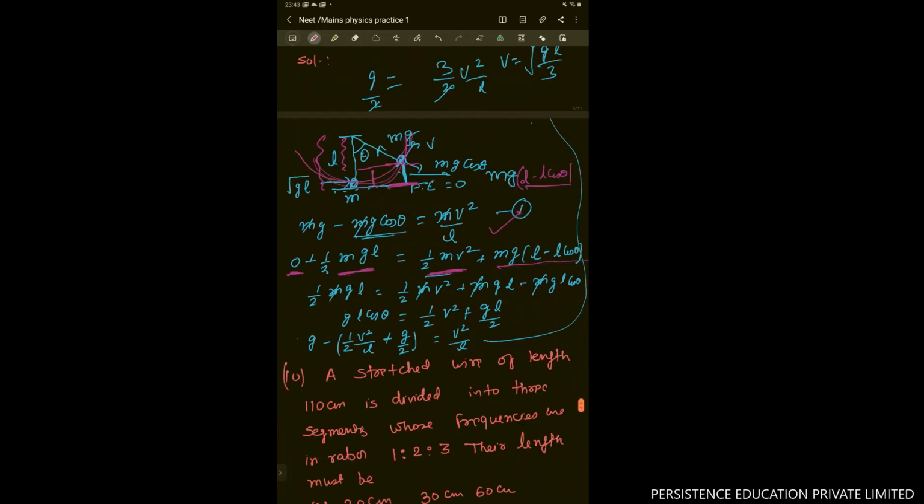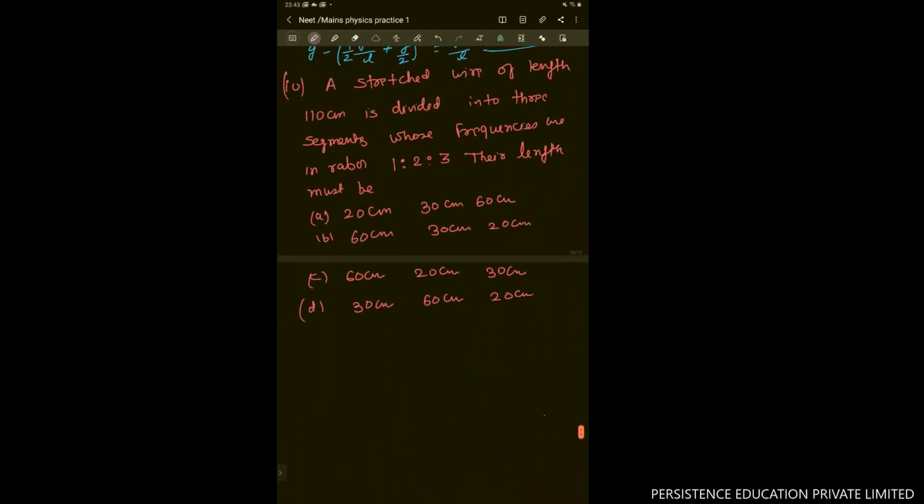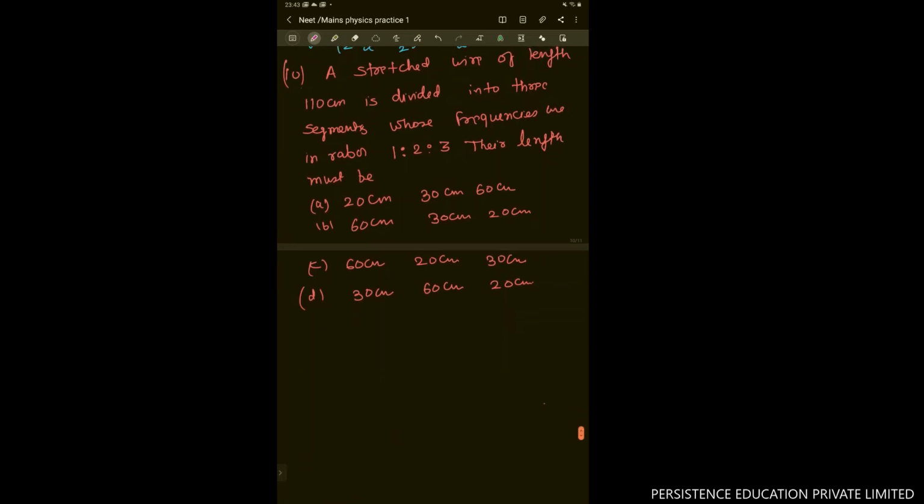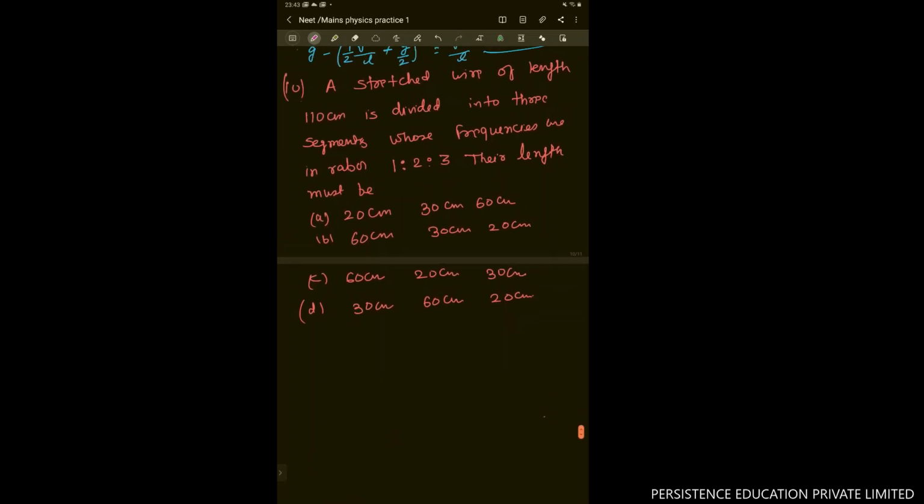Last question is from sound. I have tried to cover as many topics as I can so that you are revising the formula daily. So if you want to get good marks in NEET, the strategy is get up in the morning and revise the formulas of physics and chemistry. A stretched wire of length 110 centimeter is divided into 3 segments where the frequencies are in the ratio 1:2:3 and their lengths must be.